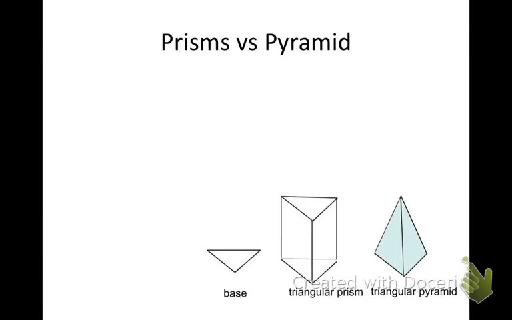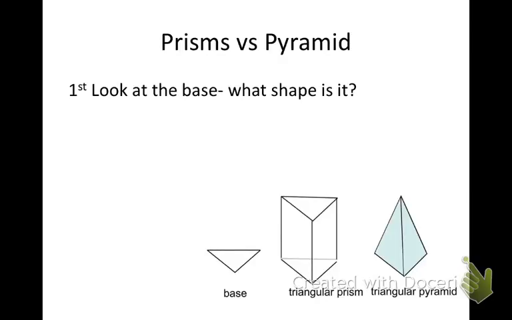Okay, we're going to take some more notes. So we're going to compare a prism to a pyramid. Well, how can I tell the difference? So you're writing this down in your notebook, and we'll draw the pictures later, so just write down the notes. So first I want to look at the base. What shape is the base? So the base is the bottom. Is it a triangle? Is it a rectangle? Is it a square? Could be a circle, could be a hexagon, could be a pentagon.